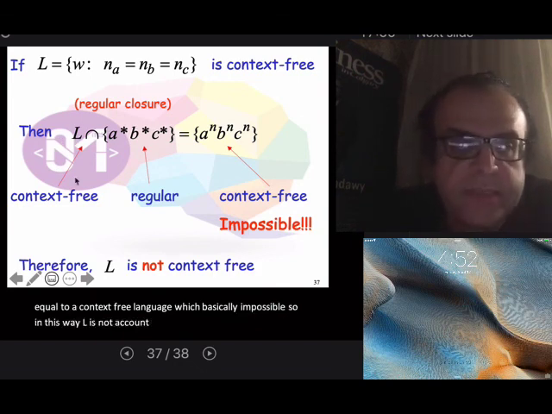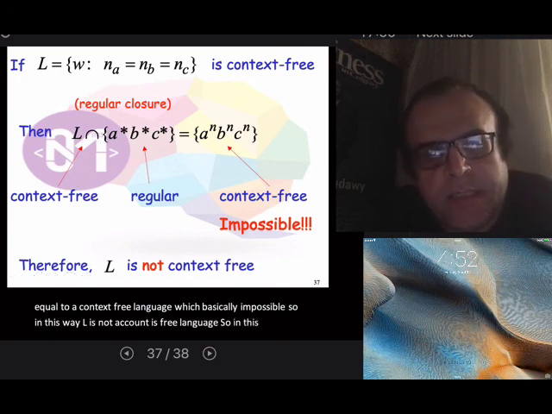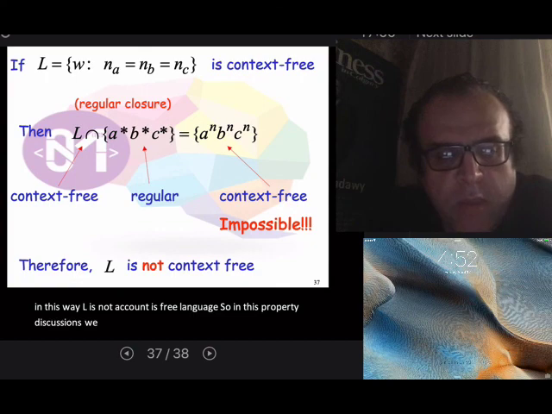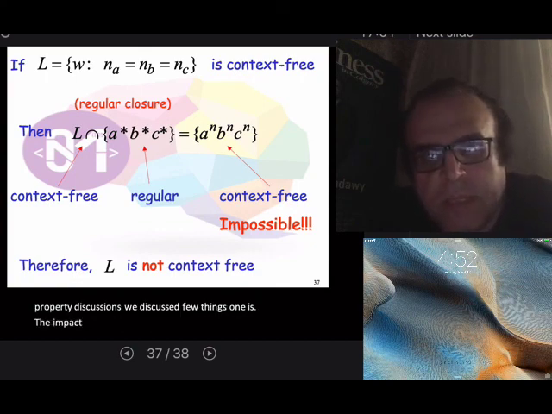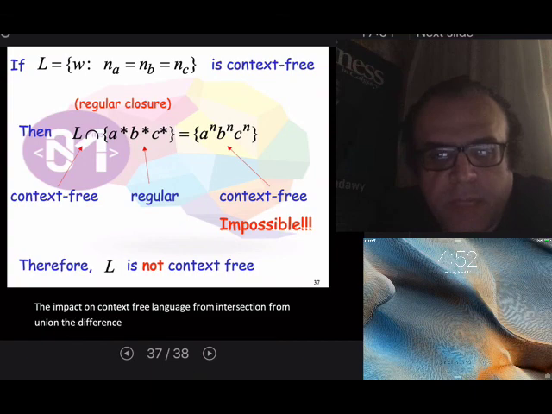So in this property discussion, we discussed a few things. One is the impact on context-free languages from intersection and from union, and the difference between regular languages and context-free languages.